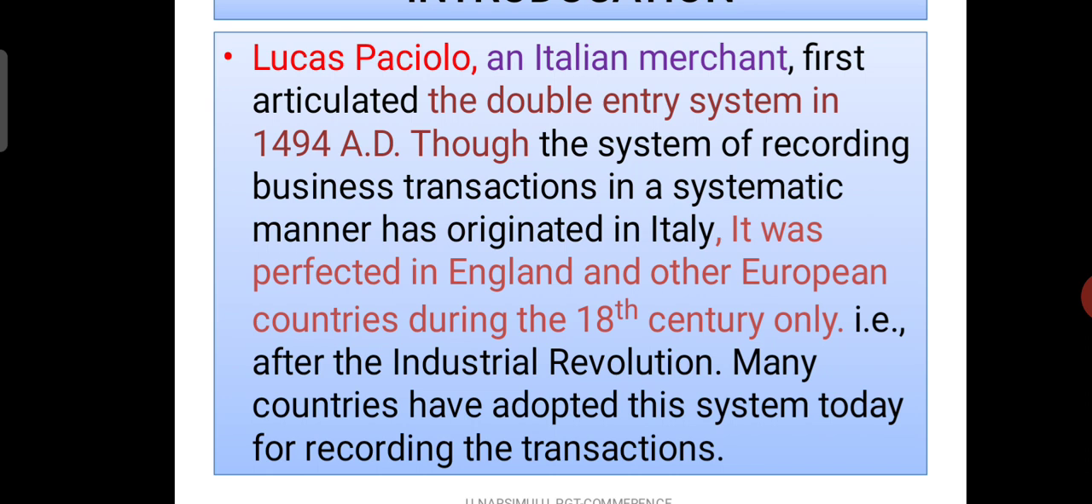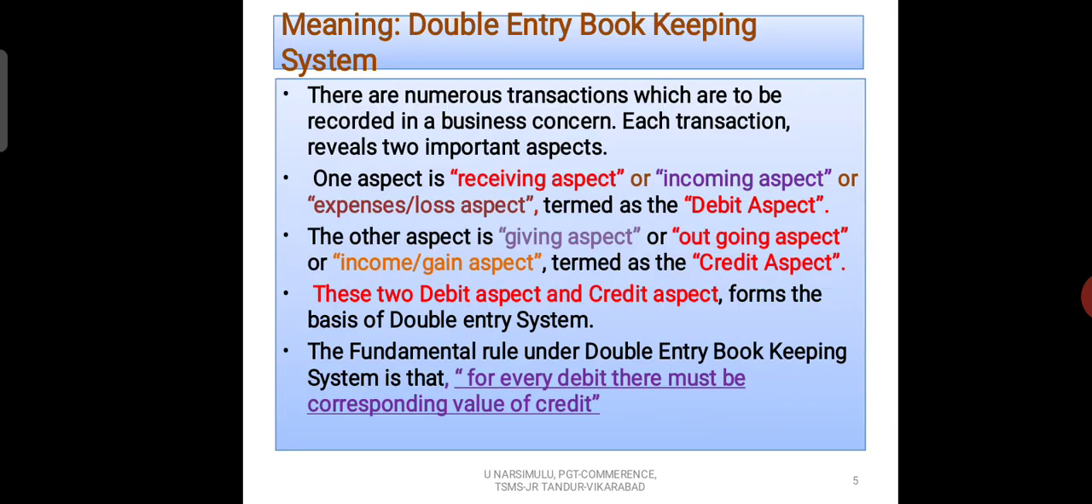He first used the term double entry bookkeeping system in 1494, and it was given perfect shape in England and other European countries in the 18th century after the Industrial Revolution. And now this system is used by most of the countries in the world. So this is the overall introduction of double entry bookkeeping system. Next, the meaning. So what is double entry bookkeeping system?